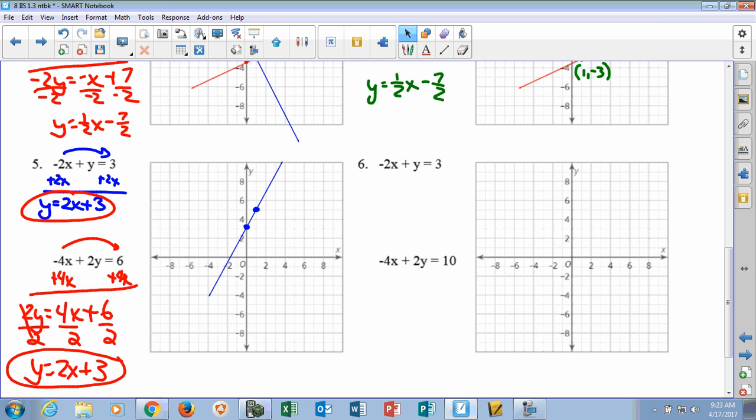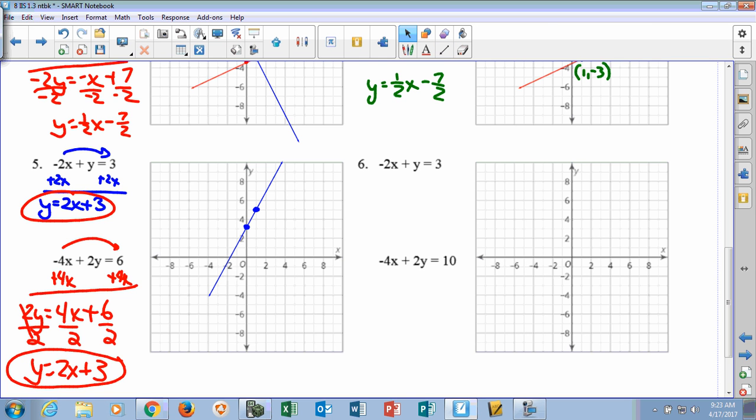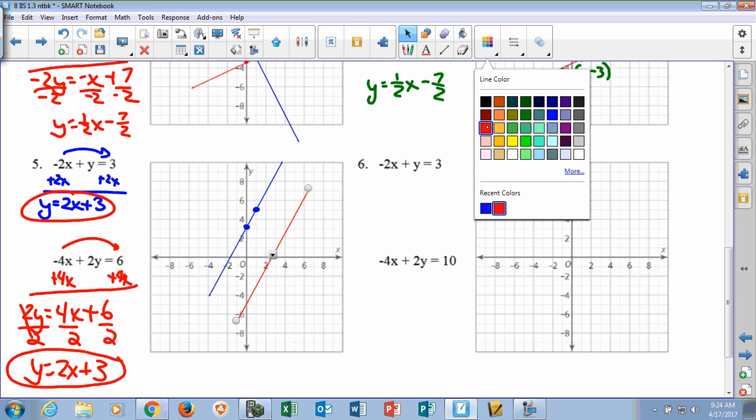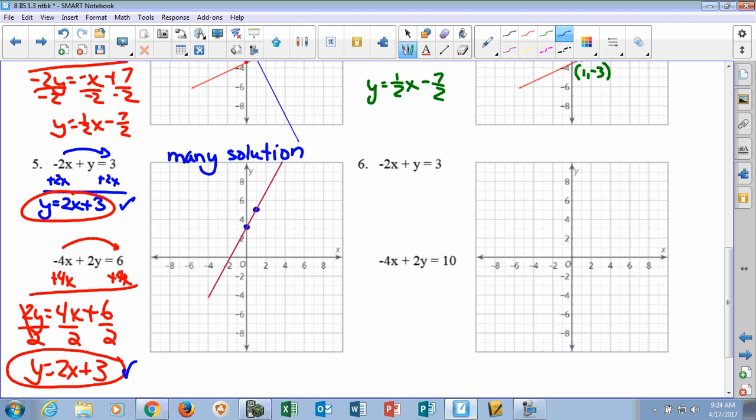It's the same line. If I go ahead and make my line, we're going to clone this one and go over the same points, and they're going to share all the points. So when we have the same line like we do here, and you see they copy right over each other, this is many solutions, because every point on this line is going to match every single point on this line. So again, here's a situation where we had many solutions because they're the same line.